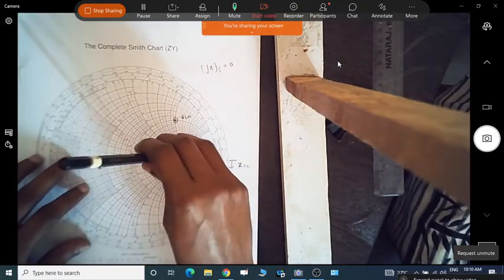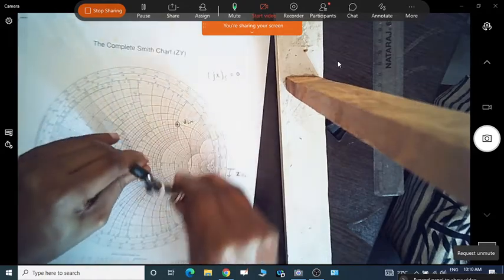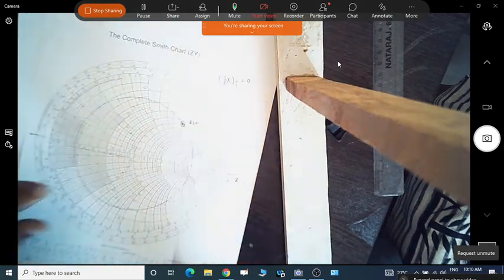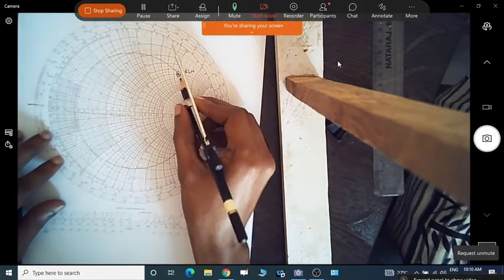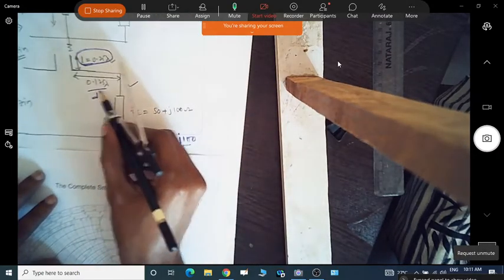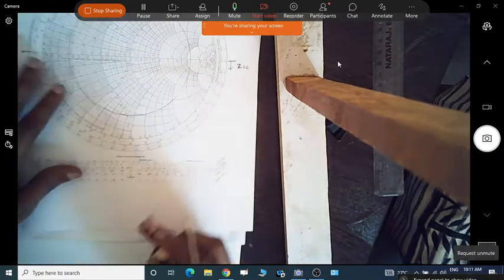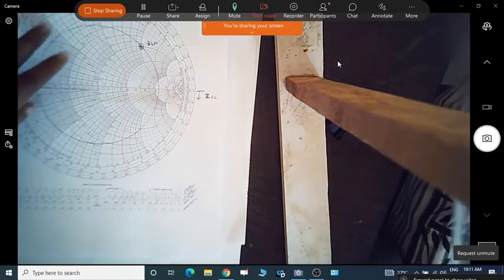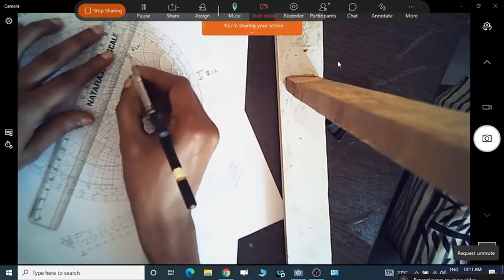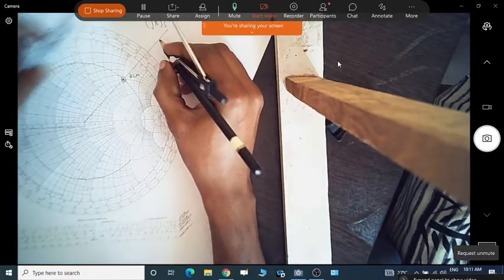Now take that radius and draw the VSWR circle. From this point we need to move a distance of 0.125 from the load point, towards the generator. Now let us take that distance. Take this one. So now this is the location of the load.